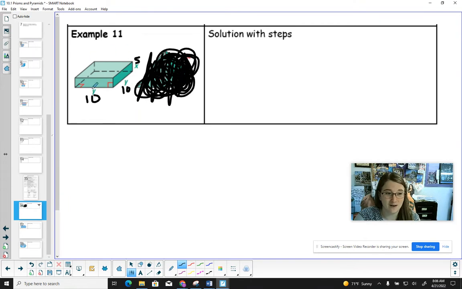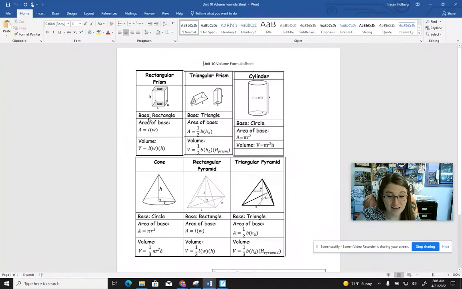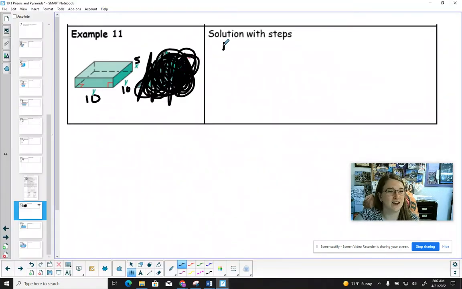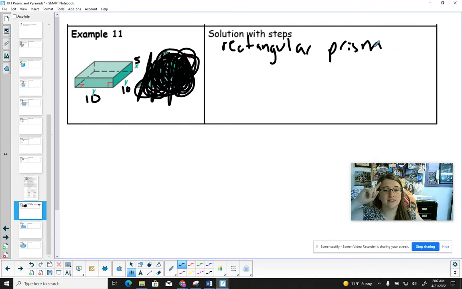So what do we think about this shape? Is it going to be a rectangular prism or a triangular prism? What do you think? This is a rectangular prism. Hopefully that's a duh. And again, it's a prism. The easiest way to tell is it doesn't come to a point like a pyramid. Yes, this is a rectangular prism.